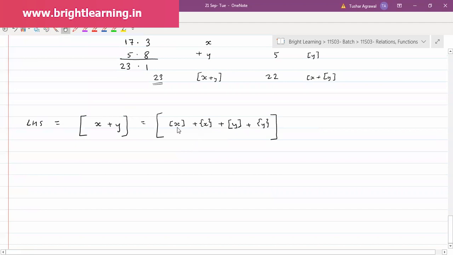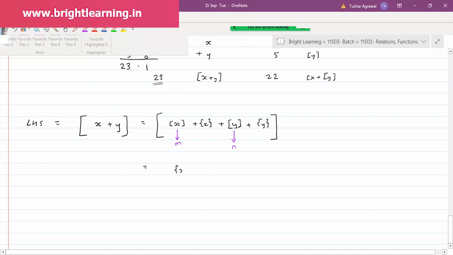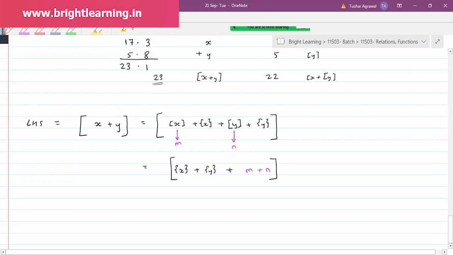Now this is an integer m. This is an integer n. They both are step functions. Okay, so can I write this as equal to the fractional part of x plus the fractional part of y plus two integers m and n? That means the addition is also a single integer only, and it is a step function.